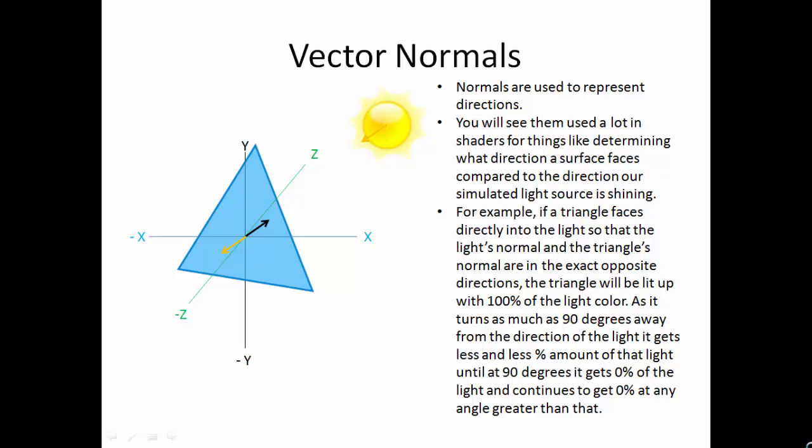For example, if a triangle faces directly into the light so that the light's normal and the triangle's normal are in the exact opposite directions, the triangle would be lit with 100% of the light color. As it turns as much as 90 degrees away from the direction of the light, it gets less and less percentage of that light until at 90 degrees it gets 0% of the light's color and continues to get 0% at any angle greater than that.